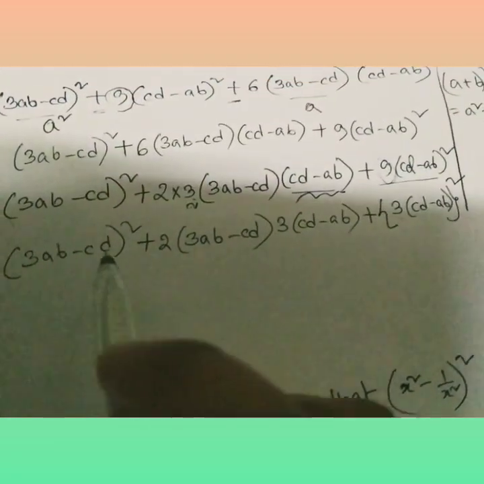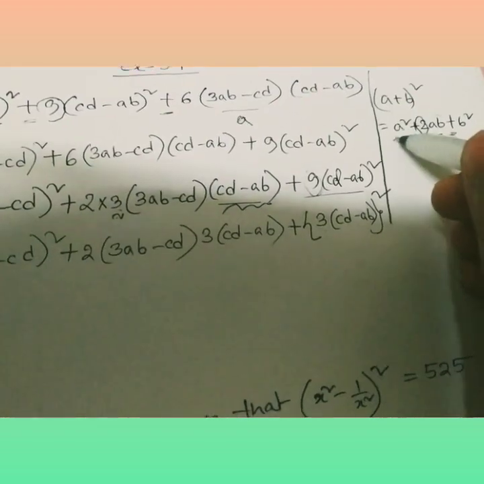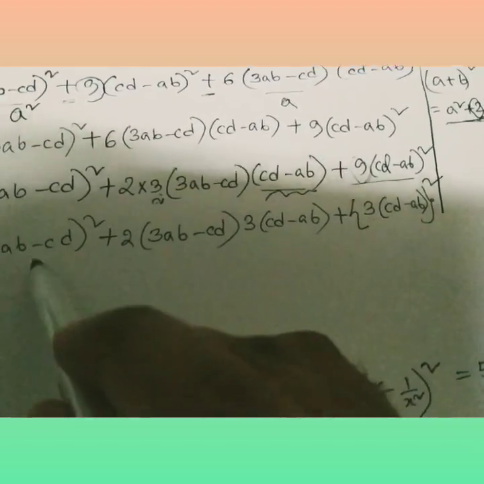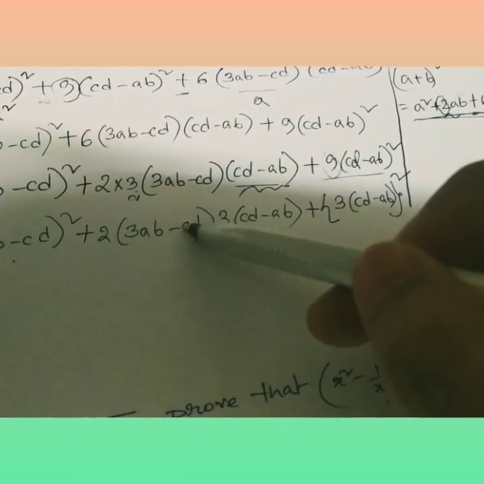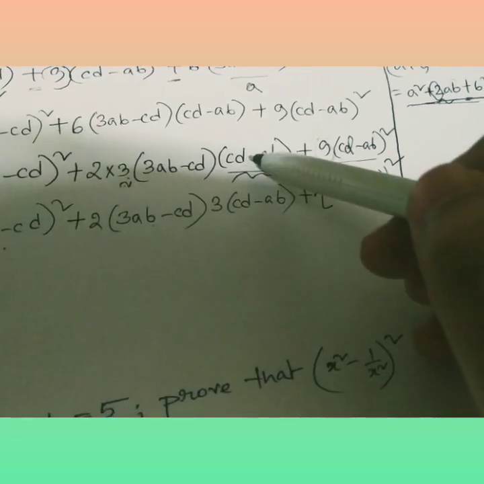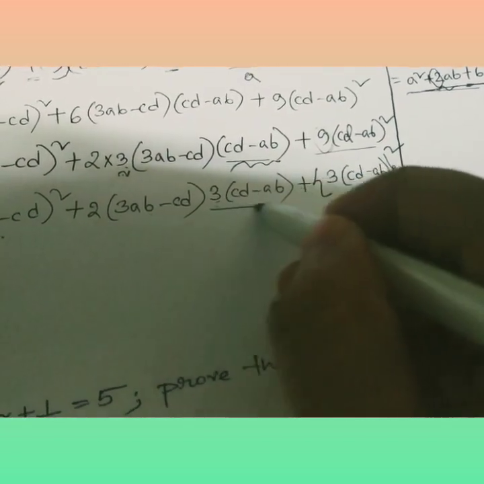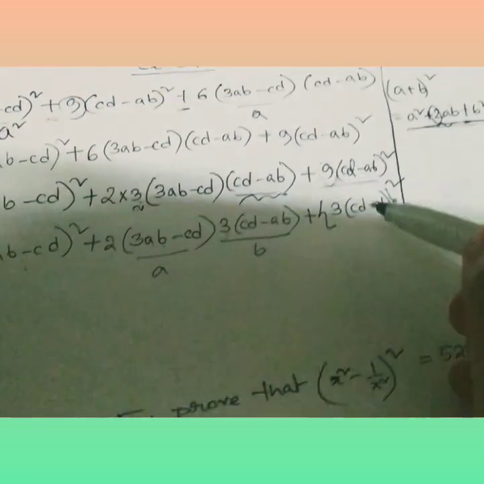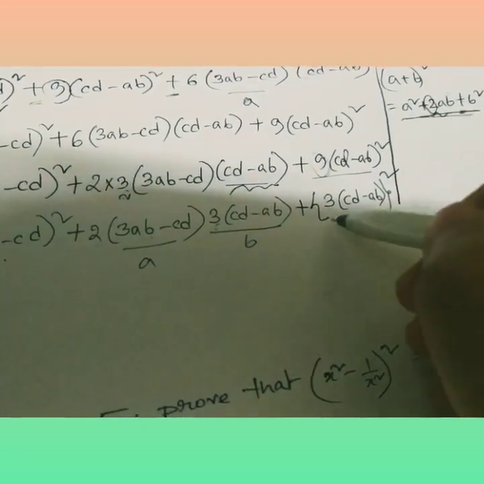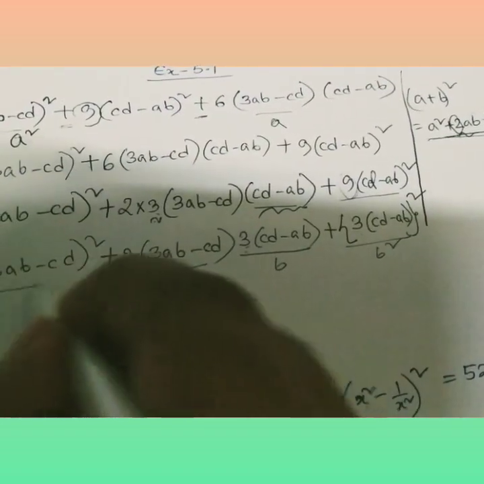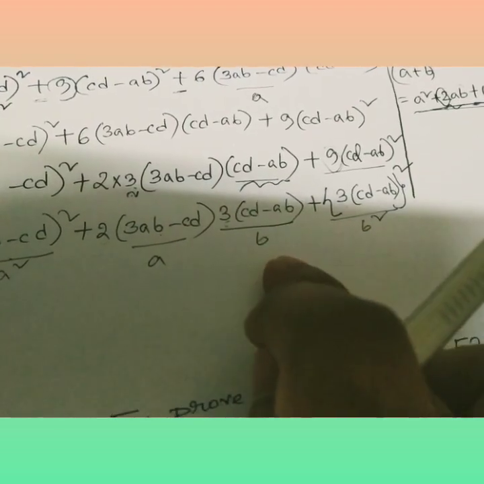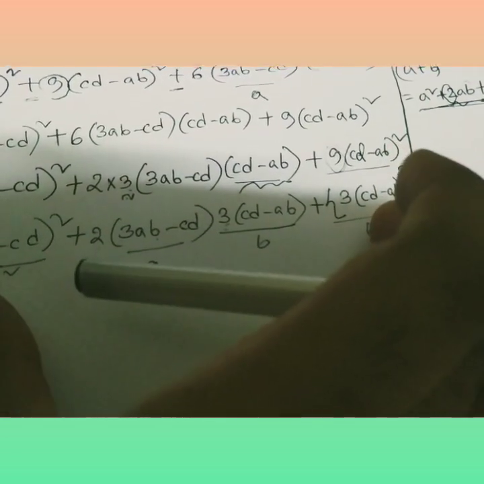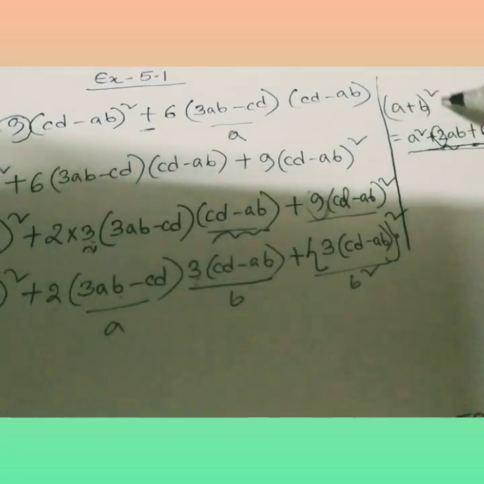Okay, so now if you match this with this formula, see now this is a square, right, plus 2a, this one is a, and 3 into (cd minus ab), this whole is b. So I'm trying to match this with the formula, okay, and this one is b square. Okay, a square plus 2a, this whole is b plus b square. Okay, now I can write this a square plus 2ab plus b square as what? (A plus b) whole square.